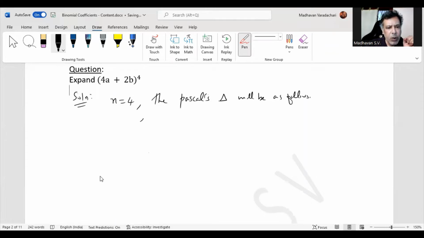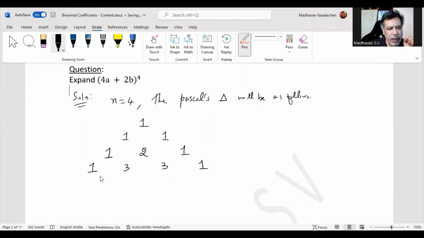So we will have 1, and then we will write 1 here, 1 here. Then you will write in the corner 1. Here 1 plus 1 we can write 2, and then in the corner we will write 1. Here 1 plus 2 we can write 3. 2 plus 1 we can write 3. Here in the corner you will write 1. Here also in the corner you will write 1.